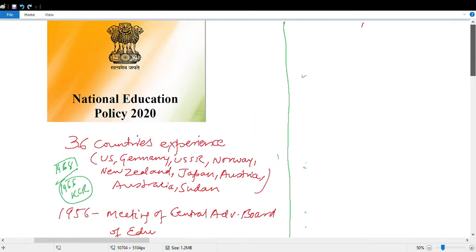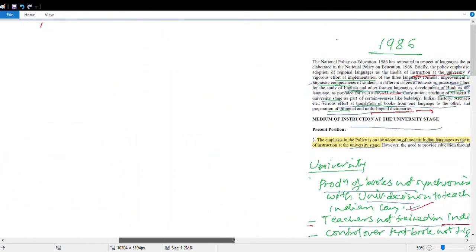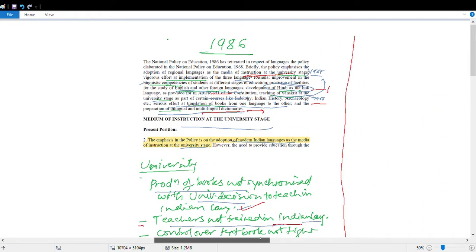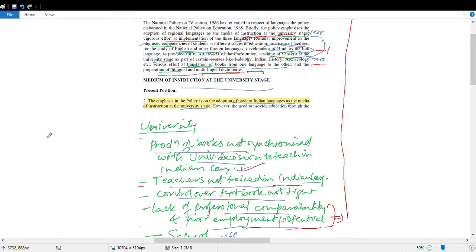Then in 1986, some differences and some loopholes were found in terms of the implementation part. First of all, it recommended that at university level, the three language formula should be adopted. So it marks a departure from the 1966 recommendation.